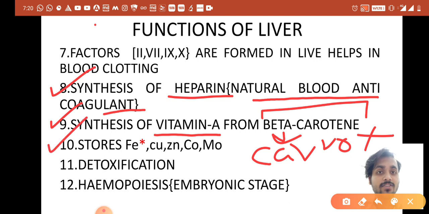Then the 10th function of liver is storage of ferrous, copper, zinc, cobalt and molybdenum. So ferrous is stored in large amount. So you should remember this.